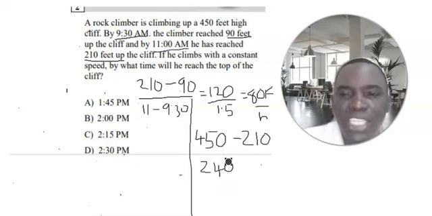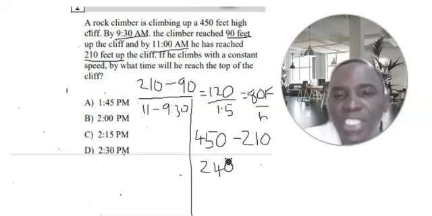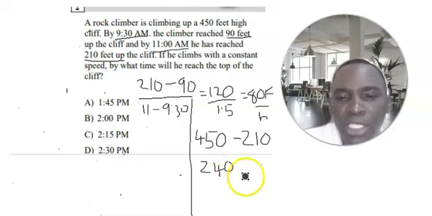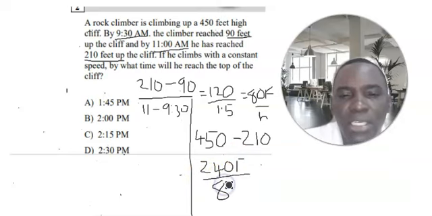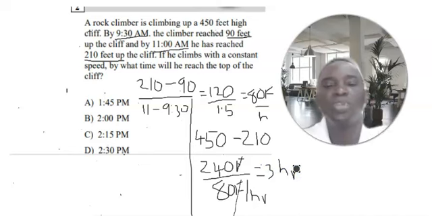And now we are looking for the time it will take him to climb this distance. Since he's already climbing at a rate of 80 feet per hour, we have 240 feet divided by 80 feet per hour. You can see that feet will cancel feet, and that will give us 3 hours. So climbing at that rate is going to take him 3 hours to get to the top.